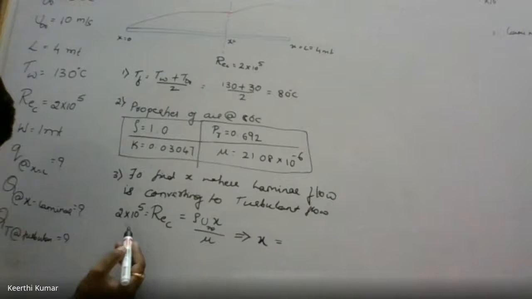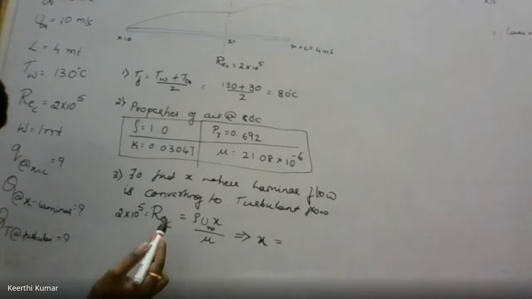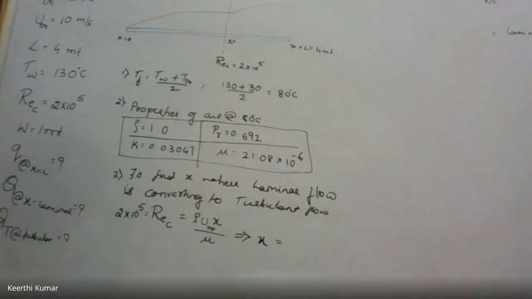If it is not given, then definitely you are supposed to take 5 into 10 to the power 5. So please calculate the value of x. Anybody having a doubt, please stop me at any point of time, I'll explain. So what is the value of x? Can anybody tell?